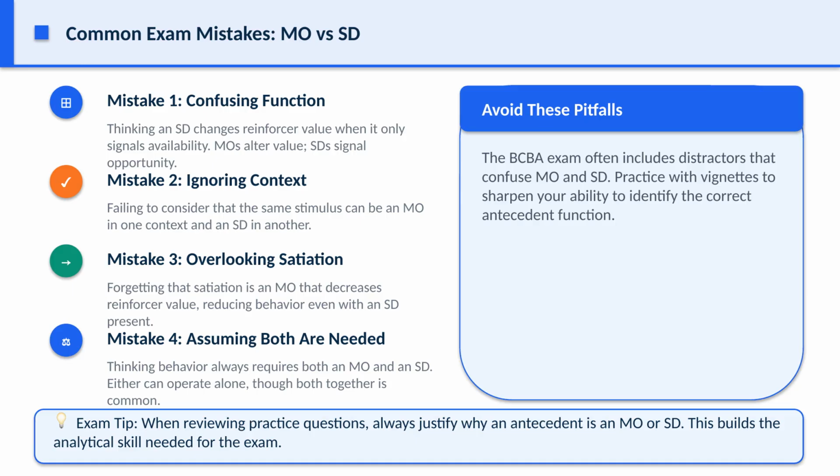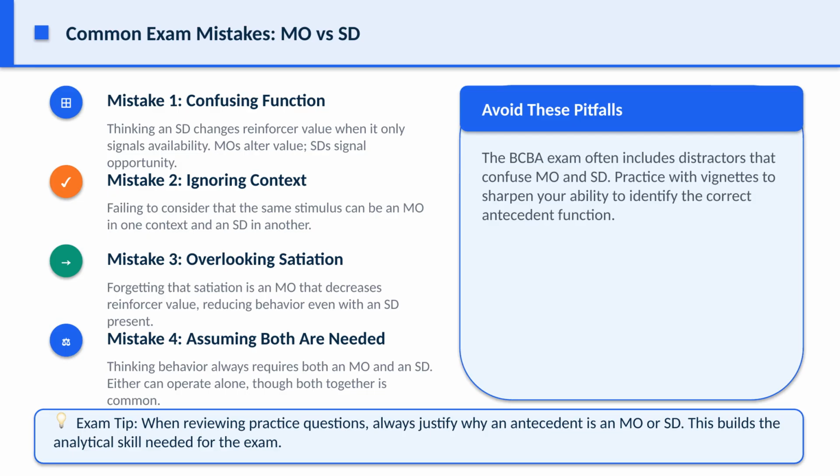One of the most common pitfalls on the BCBA exam is confusing motivating operations with stimulus control. So let's break down these 6 frequent mistakes. First, never assume an SD changes the value of a reinforcer. It only signals that reinforcement is available. MOs are the ones that alter value, making a reinforcer more or less effective. Second, always consider context. The same stimulus, like a teacher's presence, could be an MO in one setting, evoking escape from a difficult task, and an SD in another, signaling praise for correct answers.